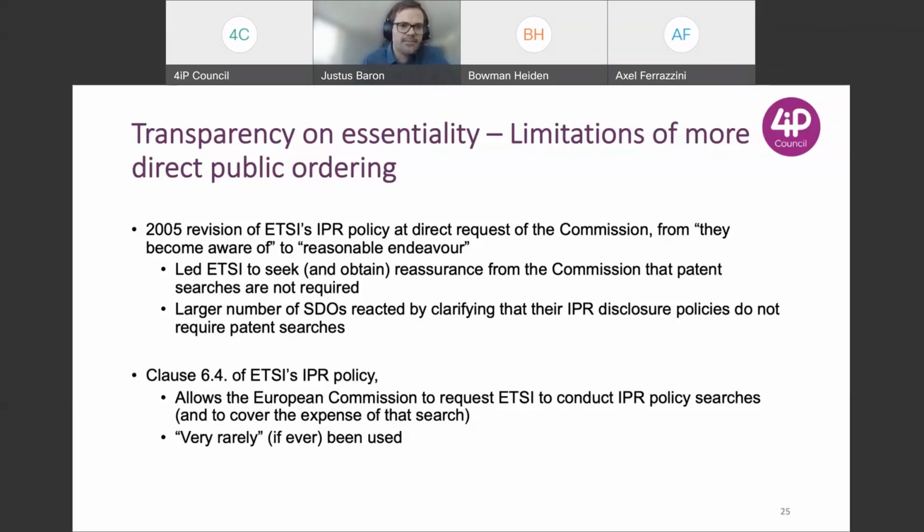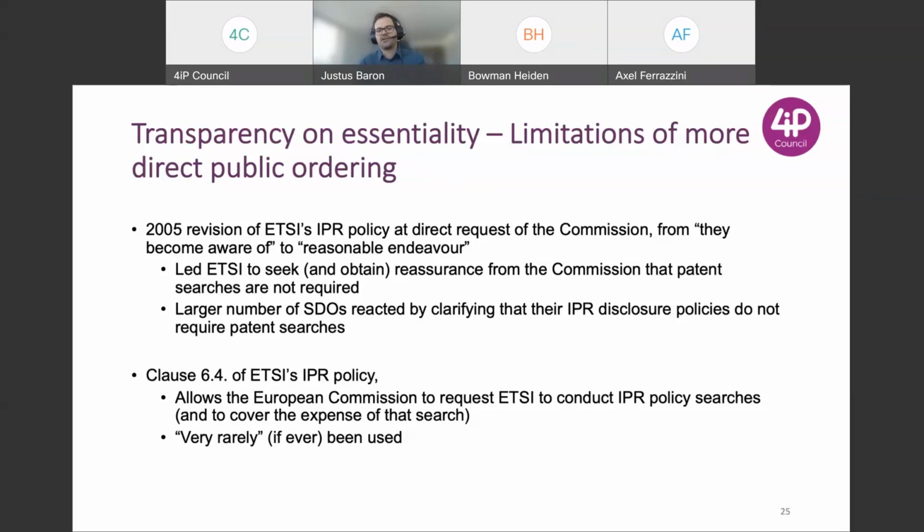But interestingly, at the same time, this public policy intervention led ETSI to seek and obtain reassurance from the Commission that patent searches are not required. So this provision that could be interpreted as increasing the degree of stringency in the disclosure obligation is almost cancelled out by the inclusion of a reassurance that patent searches are not required. And this reassurance that the SDO's patent disclosure policies do not involve an obligation of patent searches has then been introduced in the policies of a larger number of SDOs. So arguably, the intervention did not unambiguously shift the cursor of private SDOs' disclosure policies in the direction of greater stringency, but incorporating these private reactions might actually have achieved the opposite.